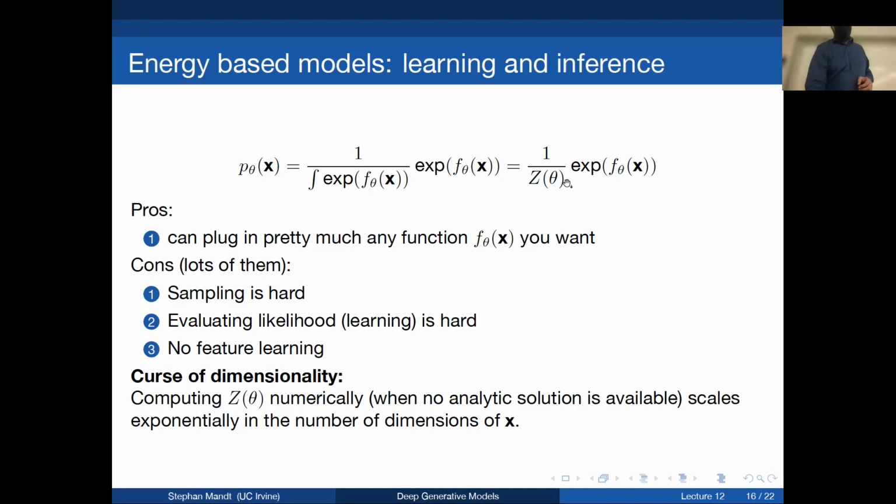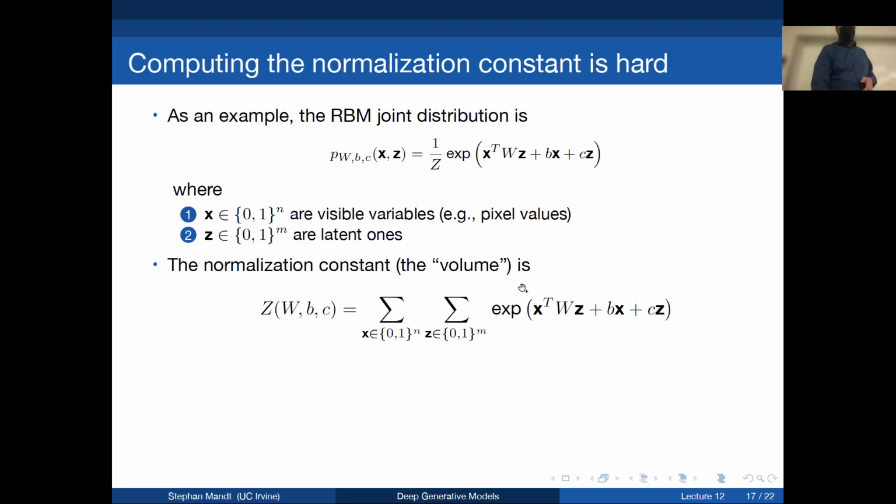All right, so here once more is the formula. And this is actually just repeating the pros and cons that we've already talked about. Again, the pro is it's very powerful. The con is that you can't even sample from them. It's hard to evaluate the likelihood because you do not know the normalization constant, and you also cannot learn features. So how then can you actually deal with these models? And here's one example.